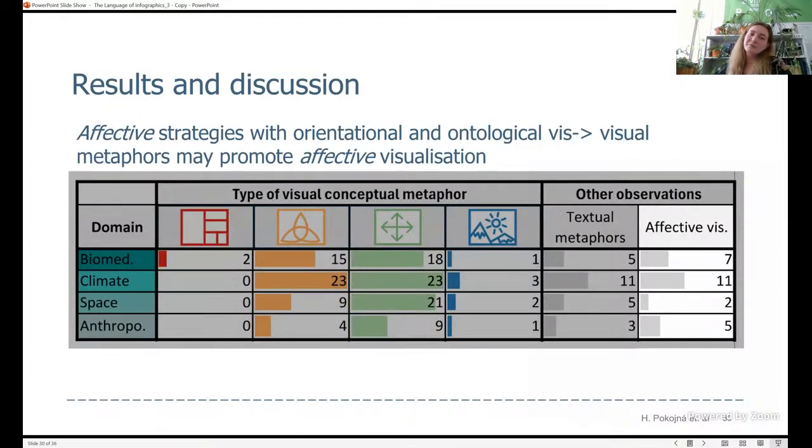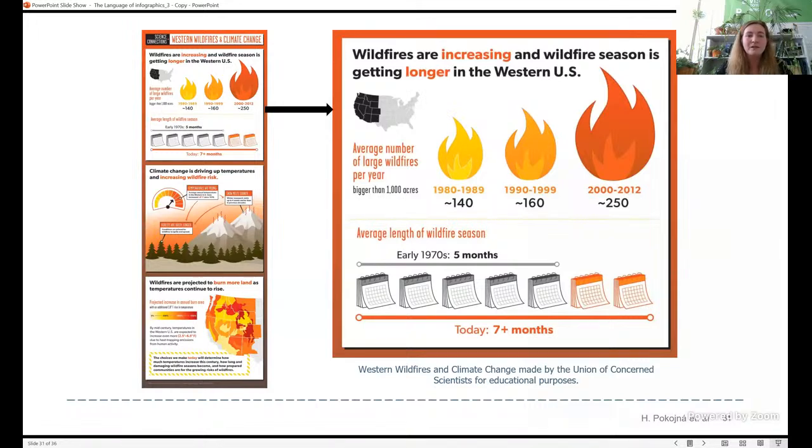We have also found that effective strategies often work with orientational and ontological visualizations. Effective strategies are visualizations that basically are supposed to make you feel something and have an emotional response, which means that visual metaphors may be promoting effective visualization. An example is this infographic from climate domain, where the color red, which is semantic, doesn't only represent the different temperatures, increasing temperatures, but also the urgency of the situation.